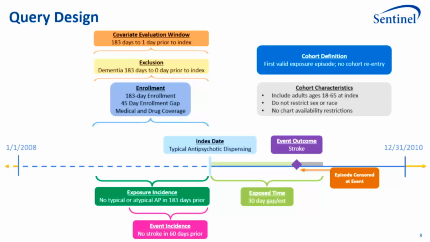We're looking at adults 18 to 65. They do not have dementia in their claims history that we can identify based on the different parameters we set up. We're looking at incident use of typical and atypical antipsychotics, and then we're looking for incident stroke, and we're defining that two ways, with intracranial bleed or ischemic stroke. And so that's the analysis that I'm going to walk through.